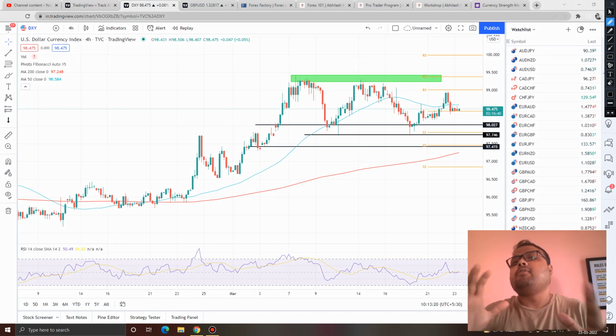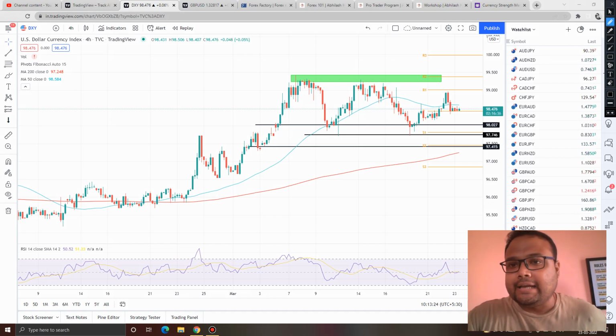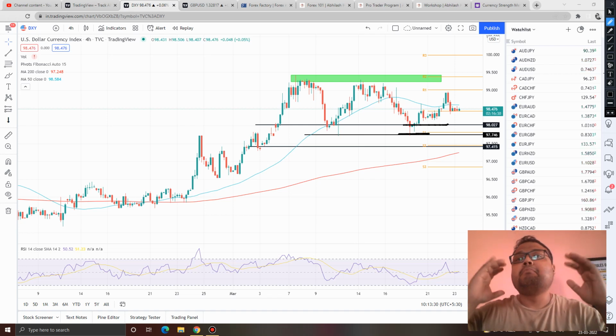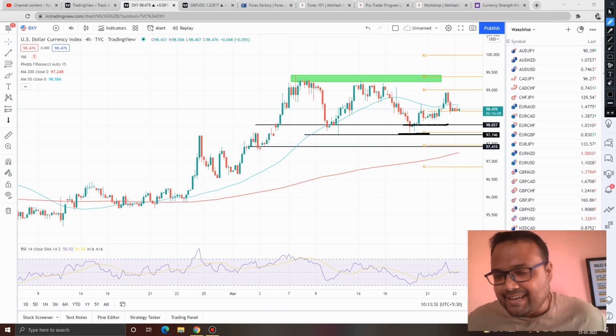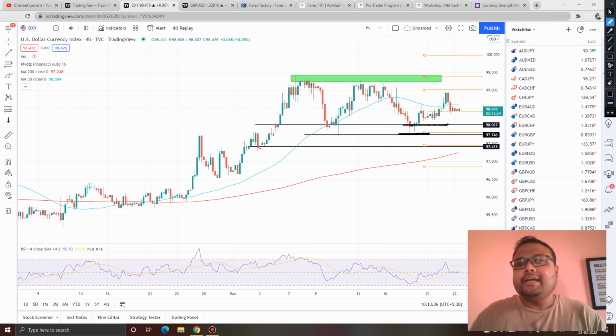And in case there is a fall also, we can see that we have got multiple supports on DXY. At 98 we have support, then we have got 97.75, then we have got 97.40. So there are multiple layers of support for DXY. So we can expect that for the next couple of days also, DXY will remain bullish.